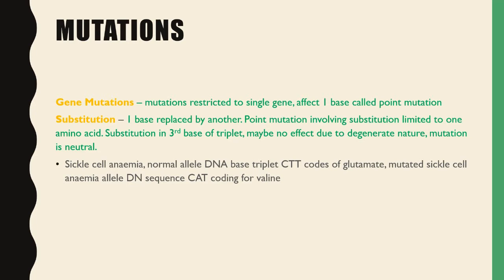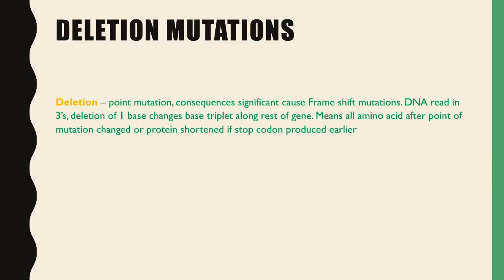If substitution takes place in the third base of the triplet, then it may have no effect due to the degenerate nature of the code, and the mutation is neutral. In sickle cell anemia, the normal DNA base triplet is CTT, and this codes for glutamate, but the mutated sickle cell allele has the DNA sequence CAT, so you replace that middle T with an A, and this codes for valine, and therefore you get sickle cell anemia.